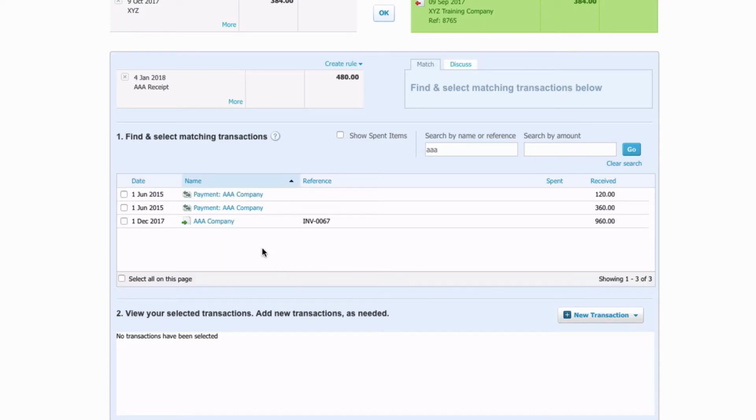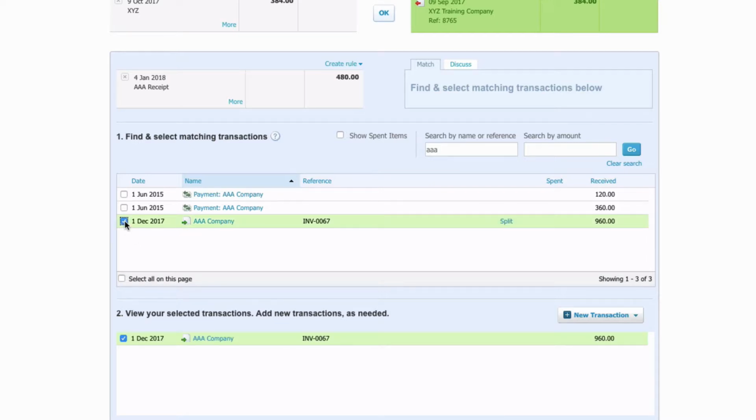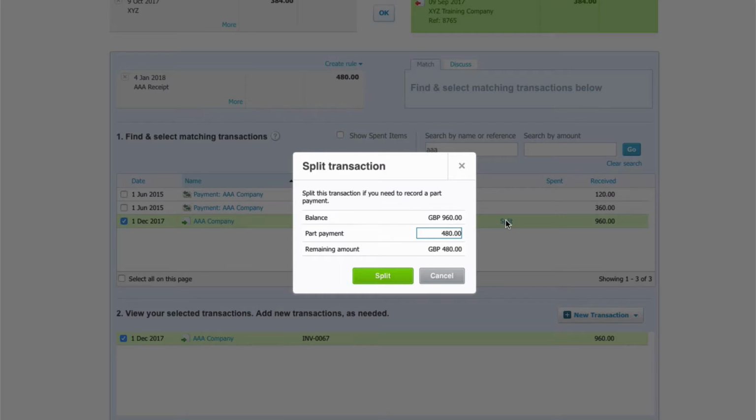When we find the invoice that there's been a part payment of, we select it to the left by ticking on the box. When we do that, you will see that this word split appears. Not really an accounting term, but anyway, we kind of understand what it's about. And what we do is we click on the word split. And then Xero does the rest of the work for us.